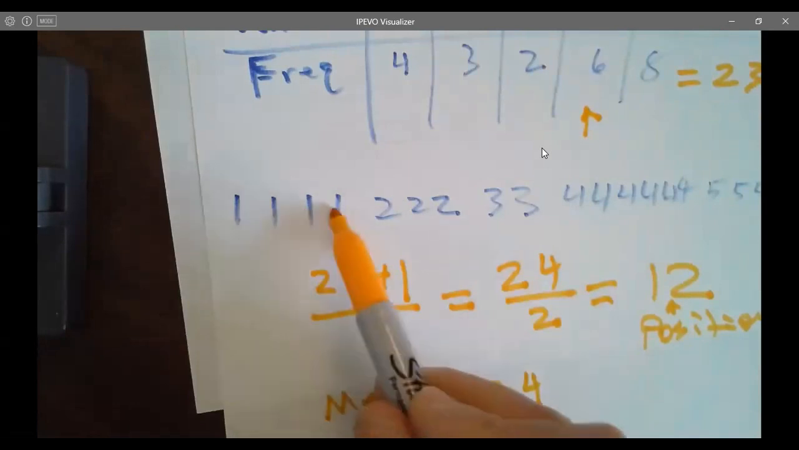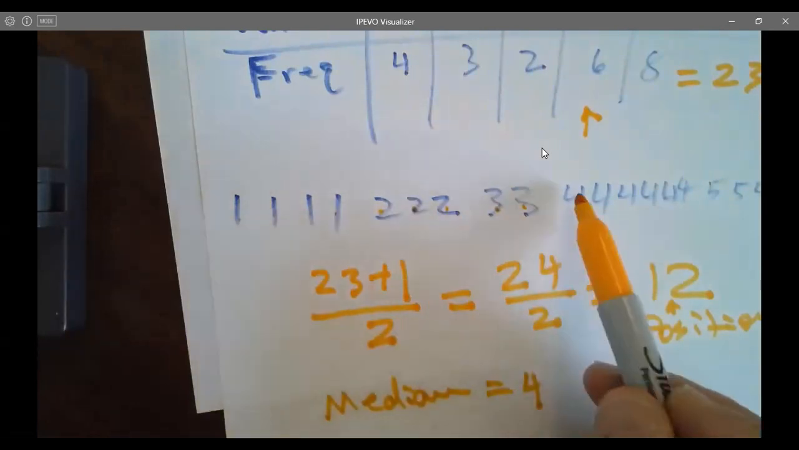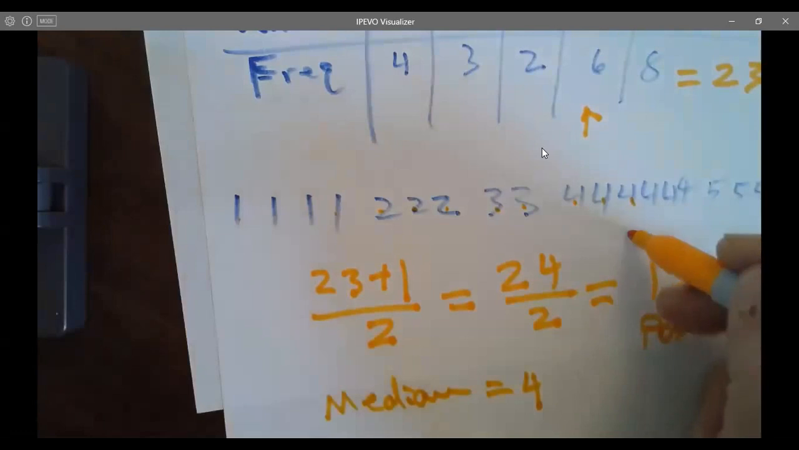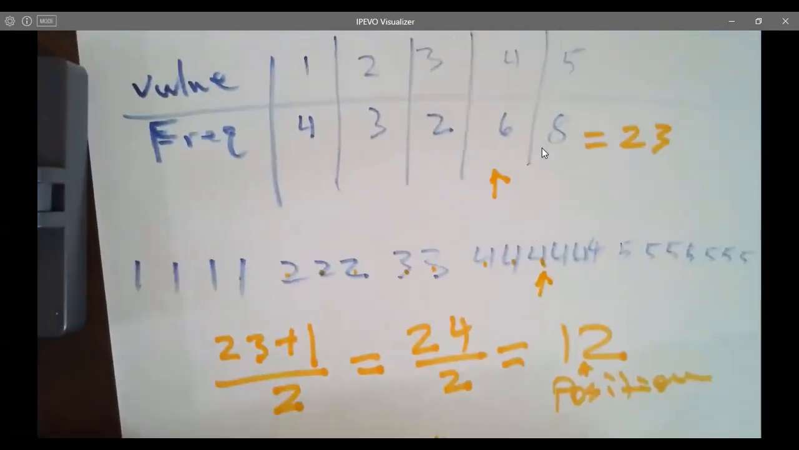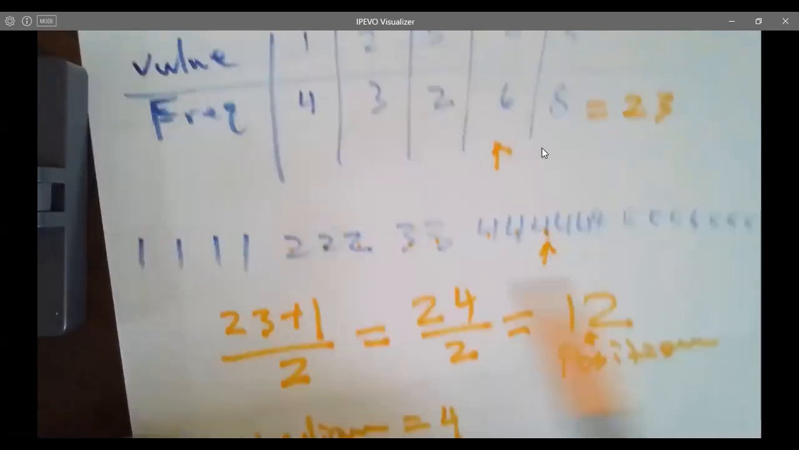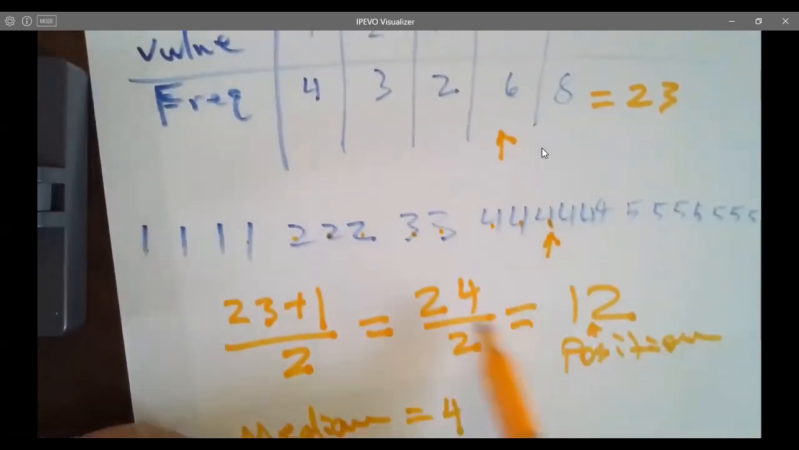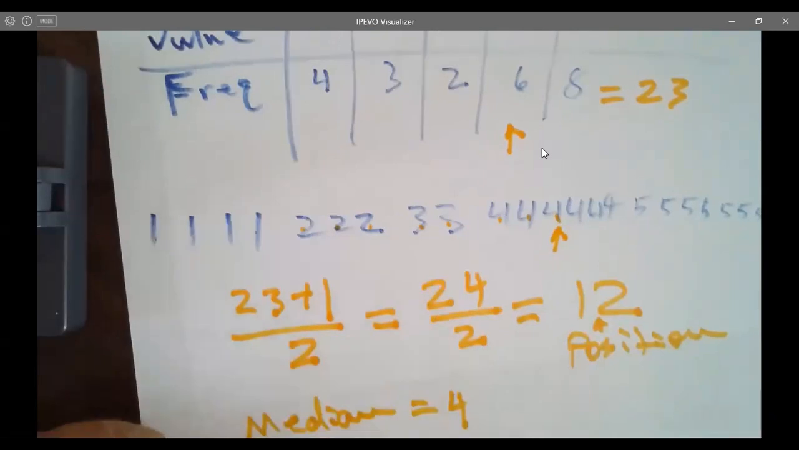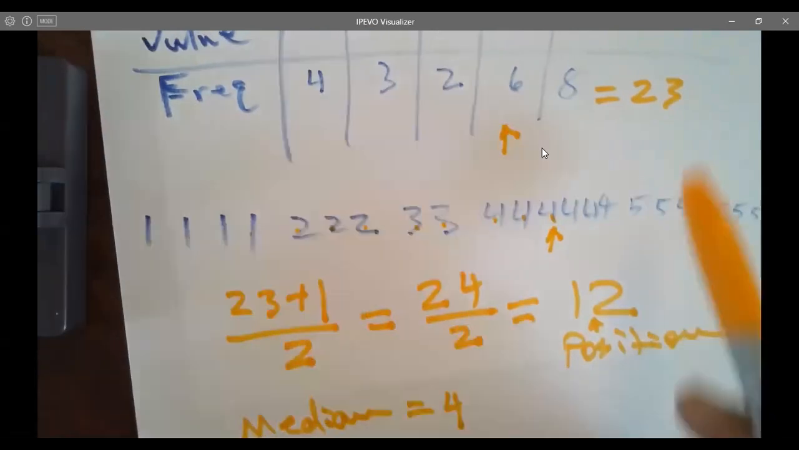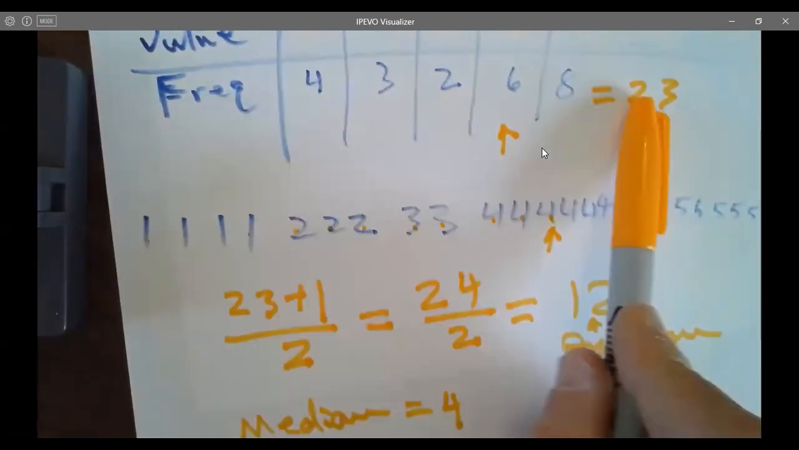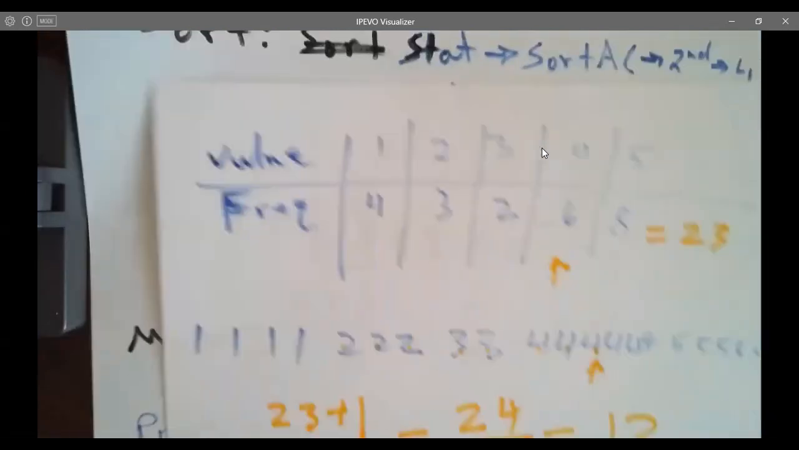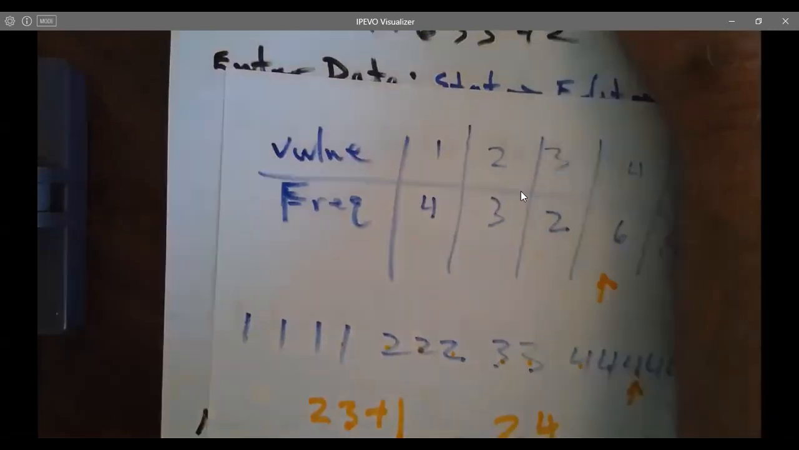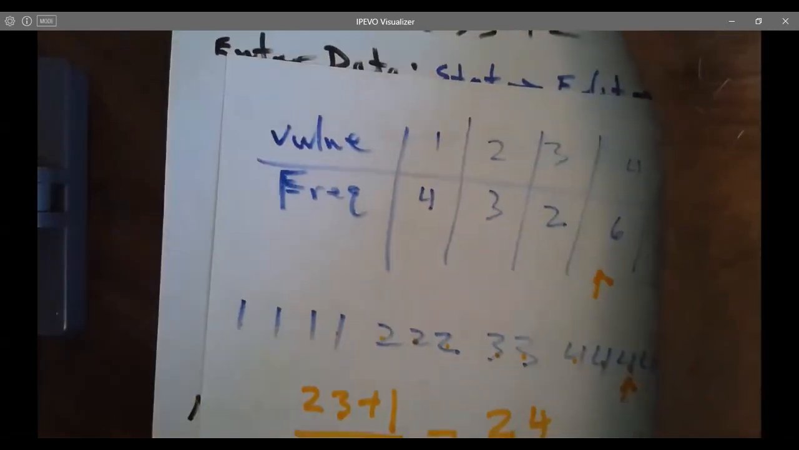1, 2, 3, 4, 5, 6, 7, 8, 9, 10, 11, 12. Here's our median. Well, instead of going through all that, you could just add up all the frequencies and add 1 to it and divide by 2, and you get the position, and then from there you go back to your table to get your median. All right, questions with that?